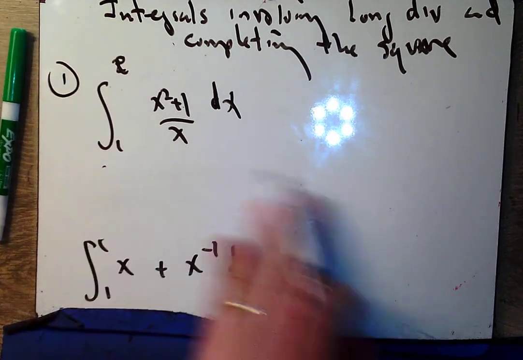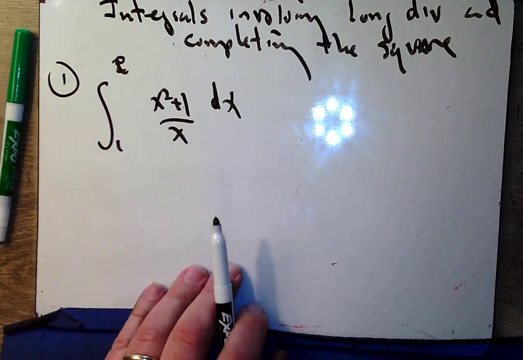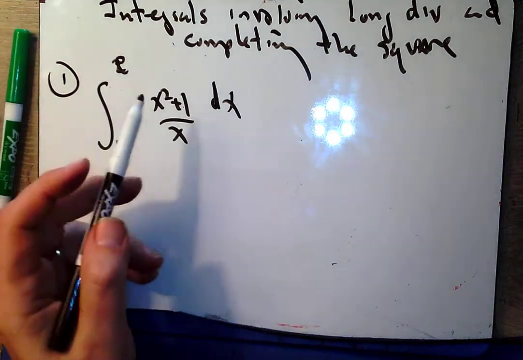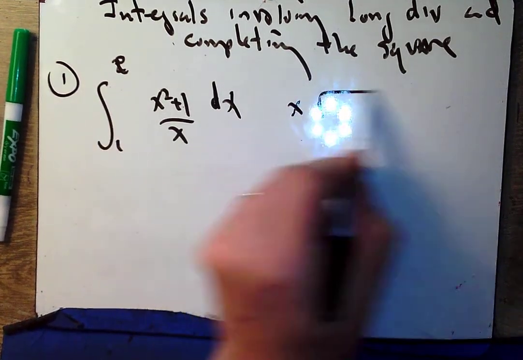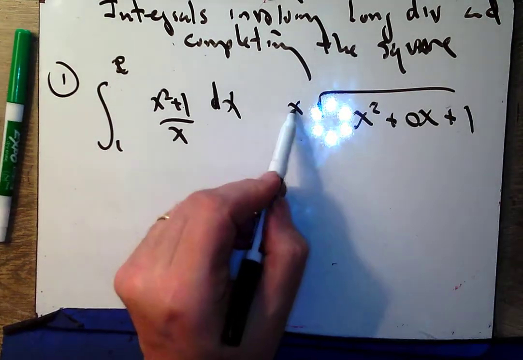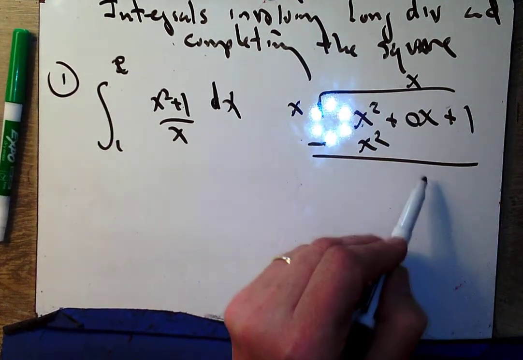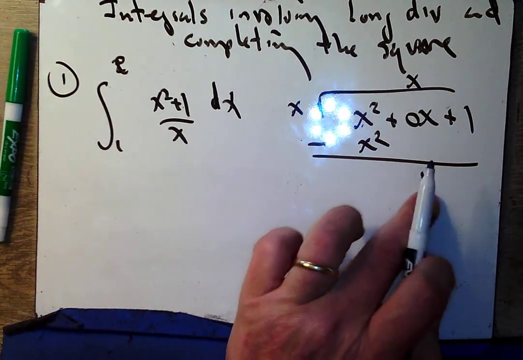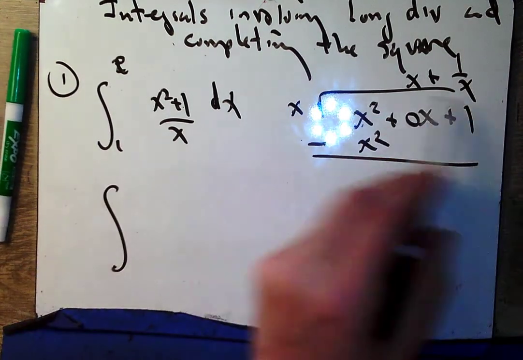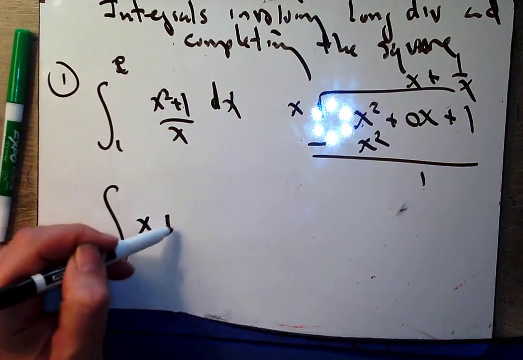Yeah, so they want us to do long division. And there may well be some cases that we see where I really do need long division. So let's take a look at long division here. Don't forget your 0 placeholder. So x into this, x times, and subtract, and we've got a 1 left over, and so this is 1 over x.